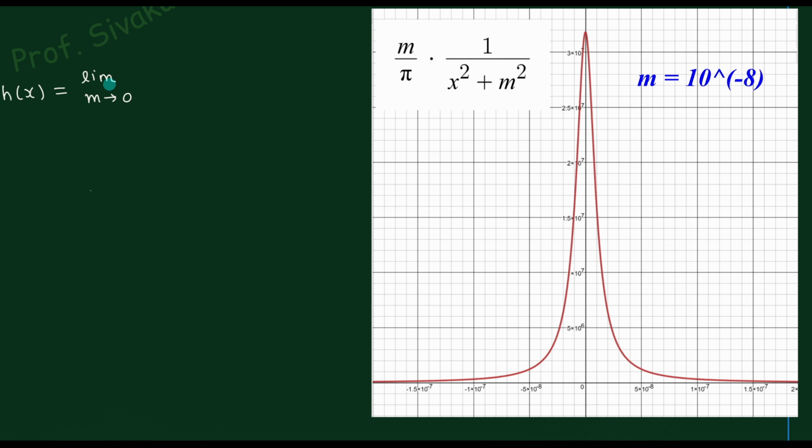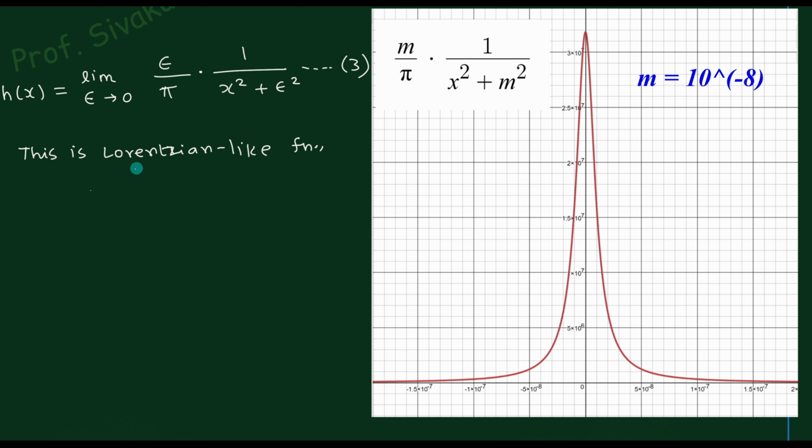But there is a point to be noted. Usually whenever something is approaching 0, it is better to take epsilon, because epsilon approaching 0 is a traditional mathematical symbol. So this m should be removed and replaced with epsilon. So epsilon divided by pi, then 1 divided by x square plus epsilon square. Let it be equation number 3. This kind of equation is something like a Lorentzian function. Not the exact Lorentzian, but a Lorentzian-like function, where now there is a sharp peak.